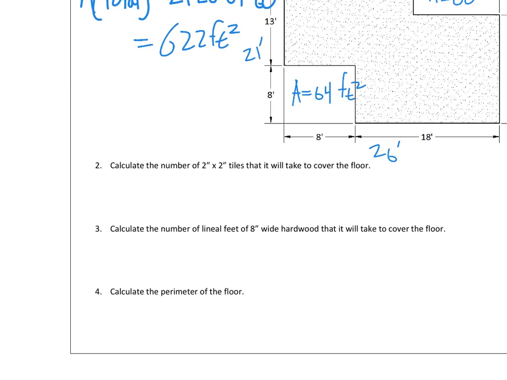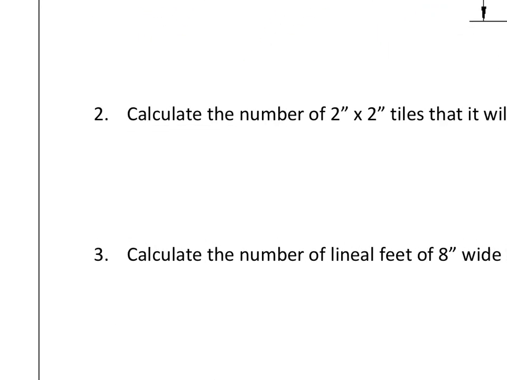Now we know we got 622 square feet, so we're going to see how many tiles we need. We're going to cover that with little tiles, and we want to see how many we can cover it with. They're 2 by 2 inch tiles. So we got some options here. We can change this into square inches because the tiles are in inches, or we could change these into square feet. Now, if you go to square feet, these are going to be decimals. If you go to square inches, you're going to have a lot of square inches, but that's probably easier to work with.